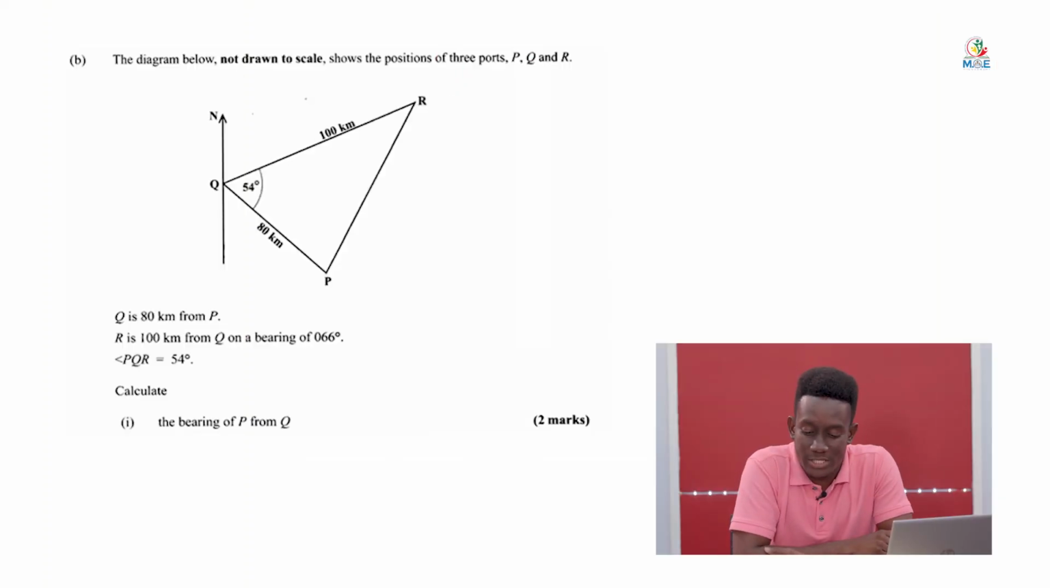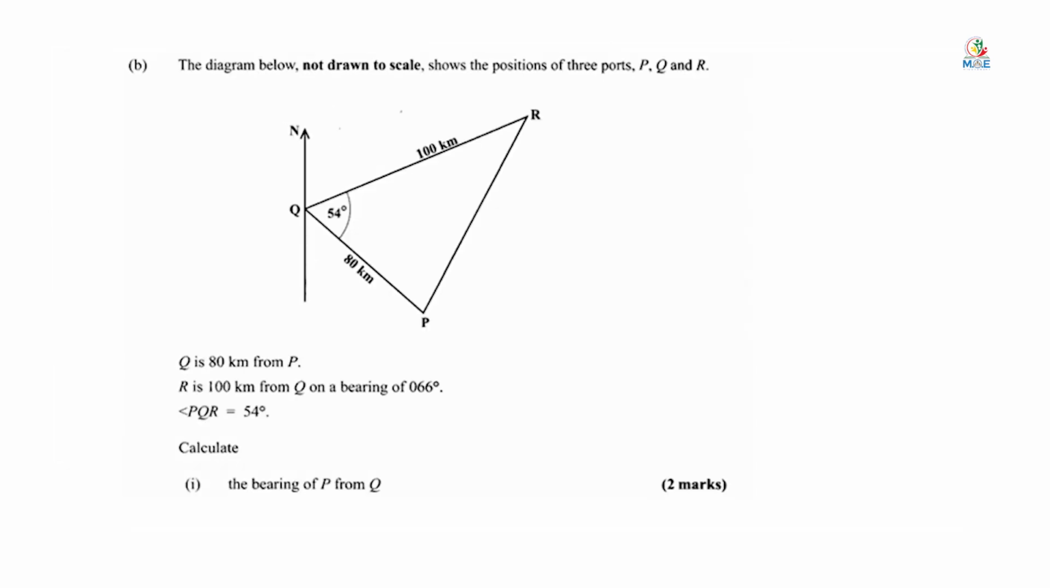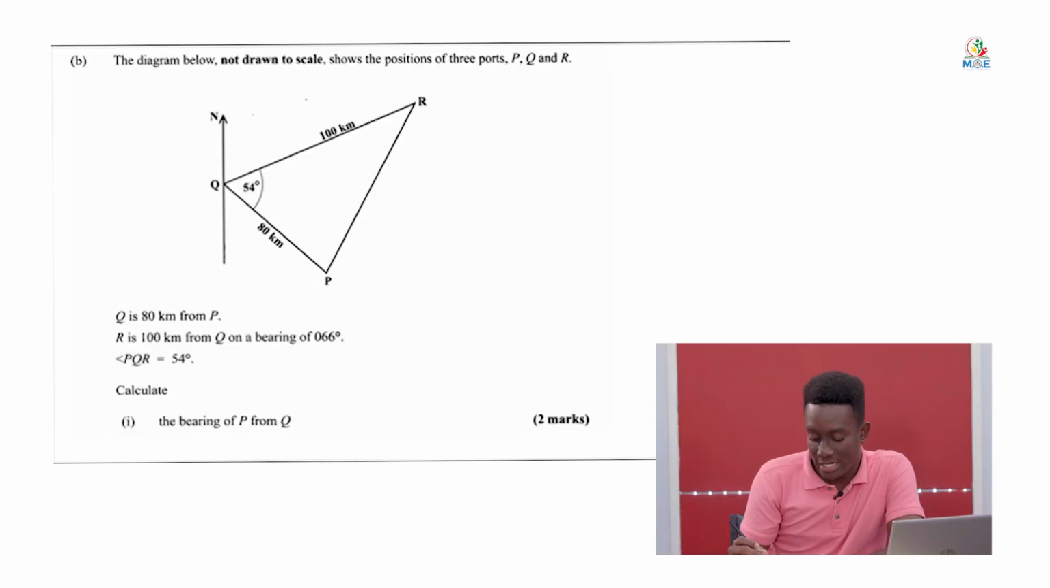So the instruction is: the diagram below, not drawn to scale, shows the position of 3 points P, Q, and R. So you have the diagram showing the 3 points and it says Q is 80 km from P, R is 100 km from Q on a bearing of 066 degrees, and angle PQR is 54 degrees. So the question is to calculate the bearing of P from Q.